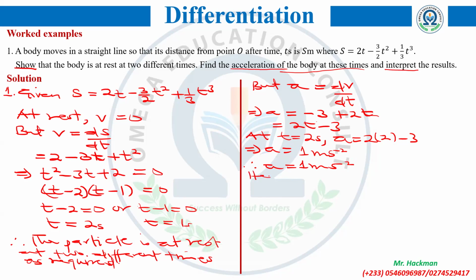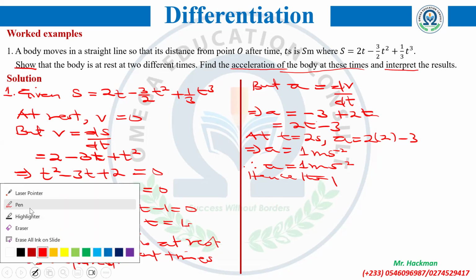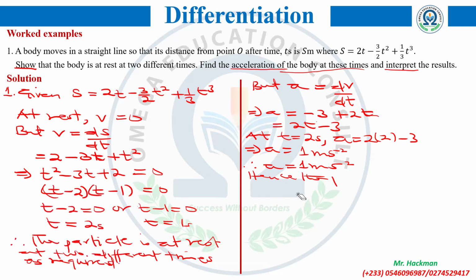Hence, I'm interpreting the results. Once I've used therefore, I can't use therefore again. Hence, the particle, was it a particle or a body? You go by what you have in the question. So hence, the body is accelerating.